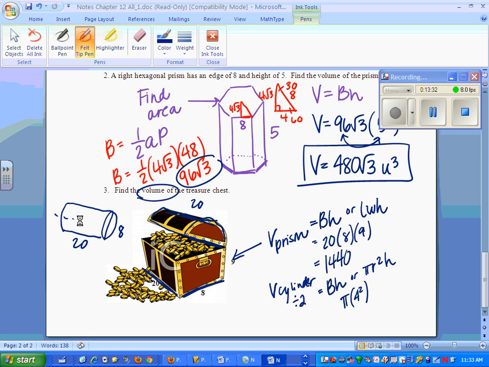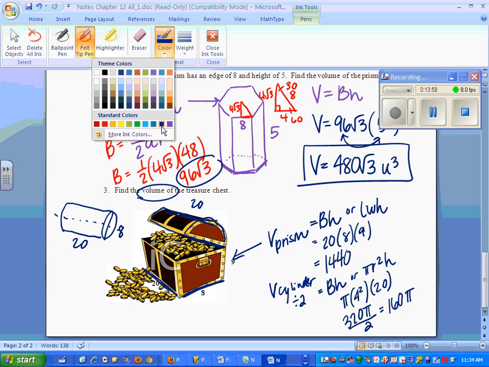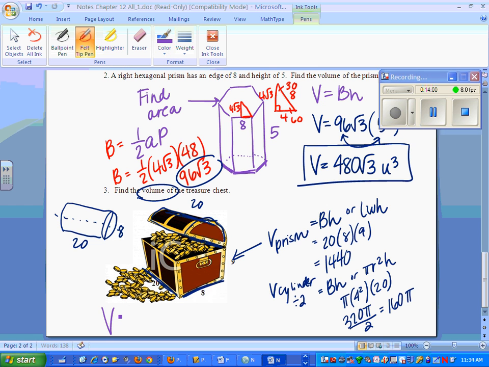Okay, again, it's cut in half, because it's only the top half of the treasure chest, only what fits in there. So pi times 4 squared times 20, the height. So 16 times 20, 320 pi. Again, I want to divide that by 2 because it's only half the cylinder, 160 pi. So the volume of the treasure chest, well, I can't say that word, volume is 1,440 plus 160 pi.